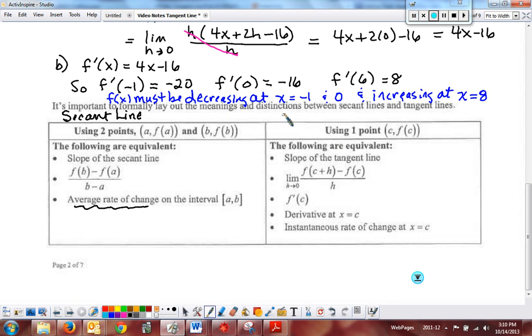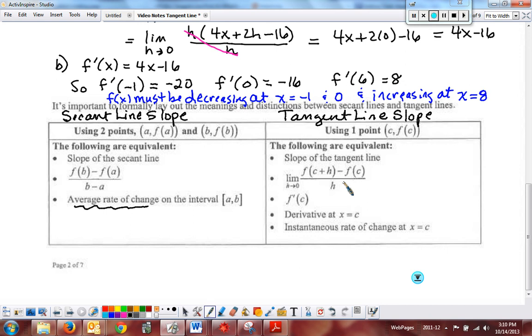Over here, if I want to use 1 point, this is where we start talking about the tangent line instead of the secant line. I'm talking about the tangent line slope, but I only have 1 point. Well, that's okay, as long as I use this idea of the definition of a derivative, I can plug in the specific value here and here, and actually calculate what that slope is. This is what we did in the beginning of the notes on the first problem.